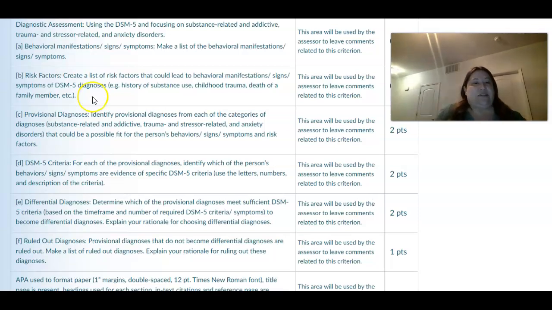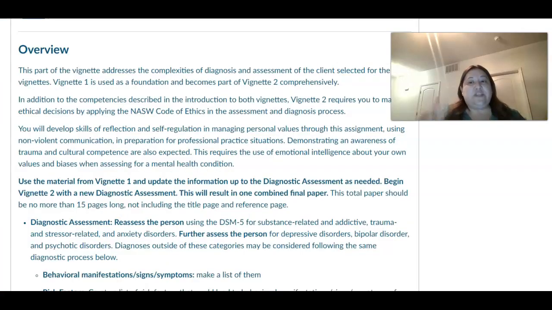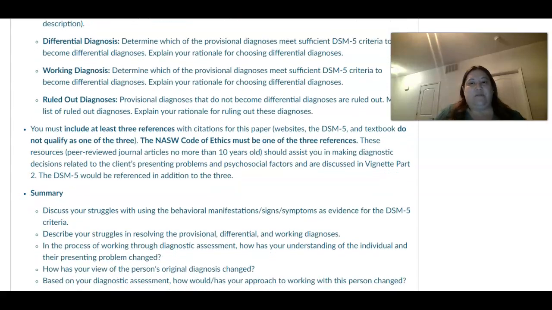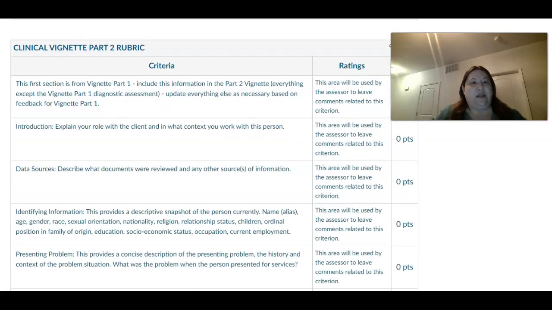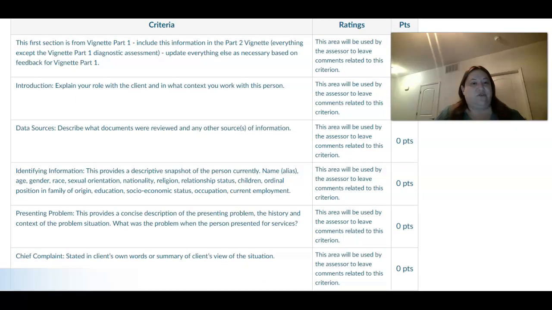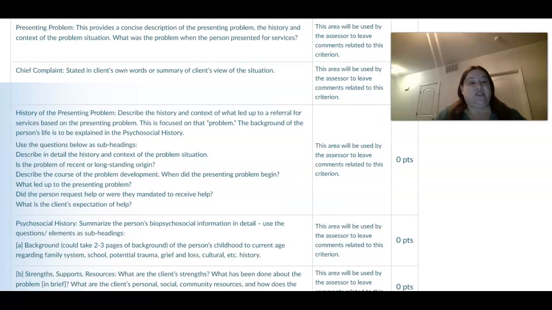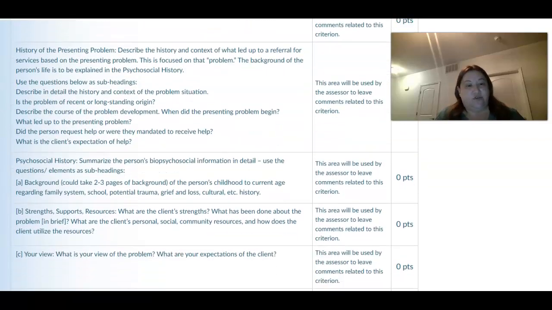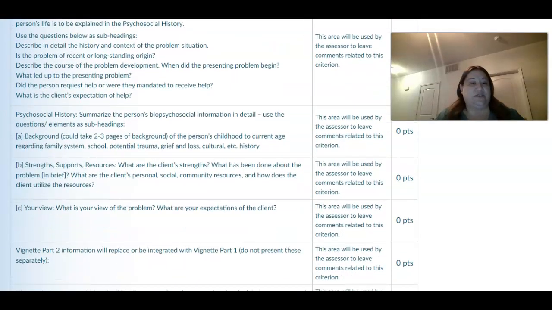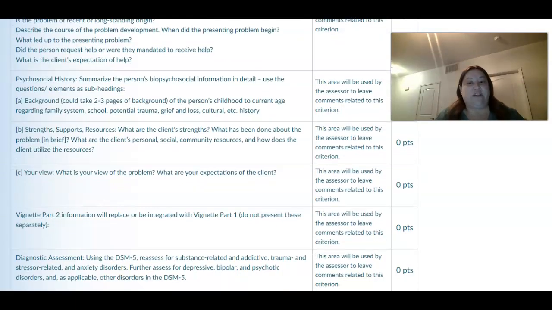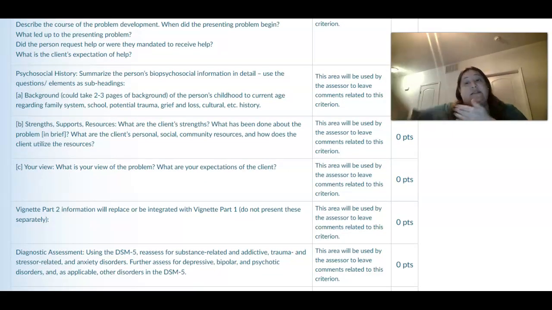Now I'm going to go back to Vignette 2 and continue my discussion there. As I had mentioned earlier, in Vignette 2, you're going to copy and paste the first information, right? So if I come down to what you had in Vignette 1, right here, you're just going to include the introduction, your data sources, your identifying information, your presenting problem, your chief complaint of the client, the history of the presenting problem, the psychosocial history, strengths, resources, supports, and your view. All of that is just going to be copied and pasted and included in Vignette 2. And then you're going to continue writing on Vignette 2. So it all becomes one paper altogether.